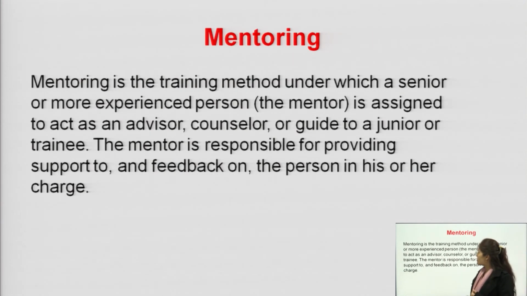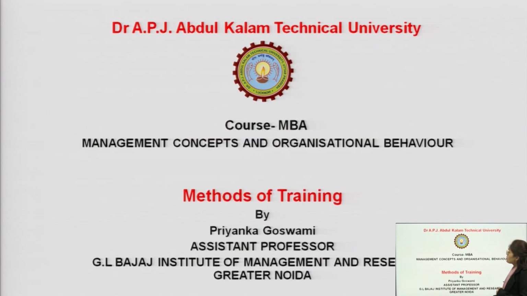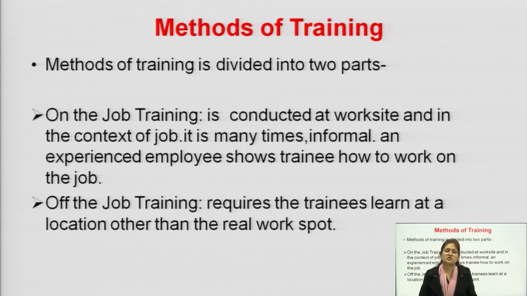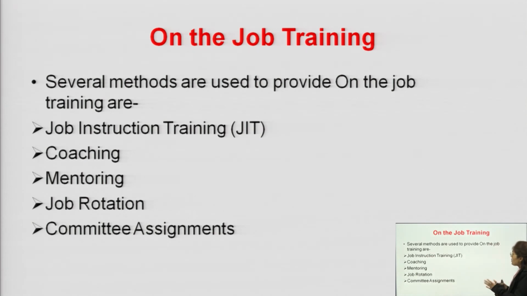So if we start from the beginning, today we have discussed methods of training. As we know, there are two types of methods of training: on the job and off the job. On the job, they learn at their actual workplace, and off the job, they learn apart from their actual workplace or work spot. On the job is further divided into 5 parts, which we have already discussed: job instruction training, coaching, mentoring, job rotation and committee assignments.